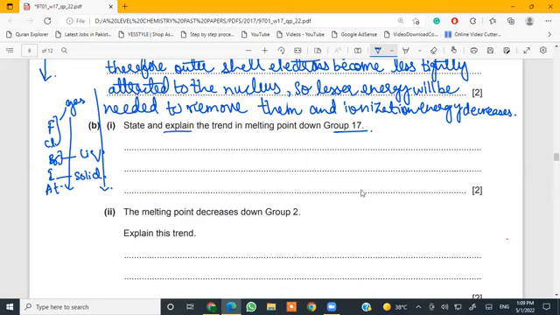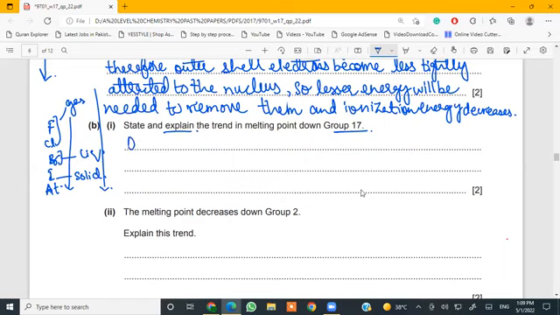So state, and you need to explain it as well. So what is the melting point dependent on in group 17? In group 17, since they're all nonpolar elements, the melting point depends on the strength of van der Waals forces. So going down the group, the strength of van der Waals forces increases, right?